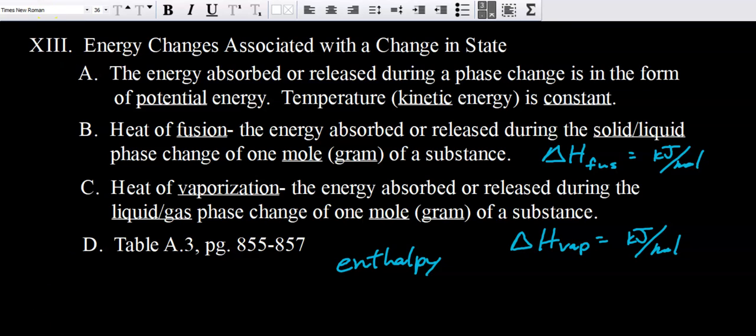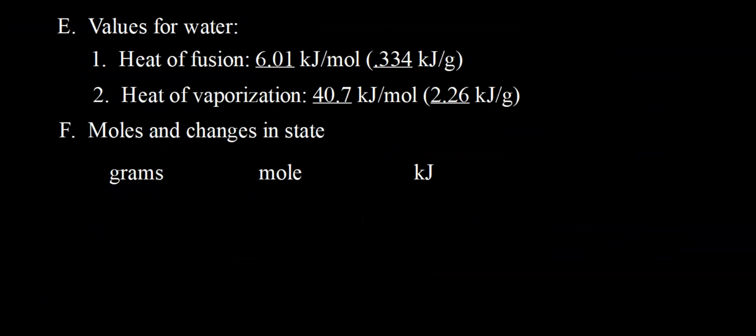Just like you need to memorize the value for specific heats of water, you also need to memorize the heat of fusion and heat of vaporization for water. So heat of fusion of water, 6.01 kilojoules per mole. Sometimes I use 6.02, so I don't know which one is better. So we'll go with 6.01 here, but just know I may use 6.02 in our calculations. Or 0.334 kilojoules per gram, which is 334 joules per gram. So either one of those is fine.